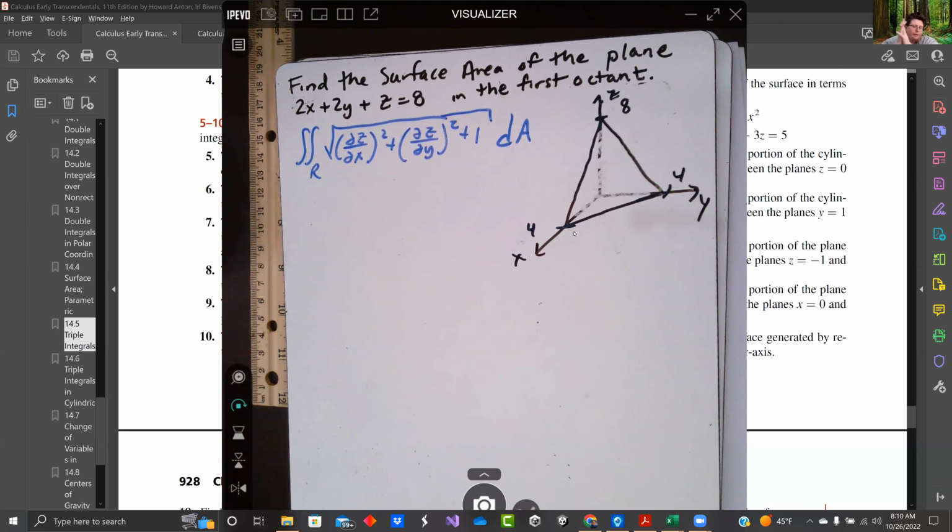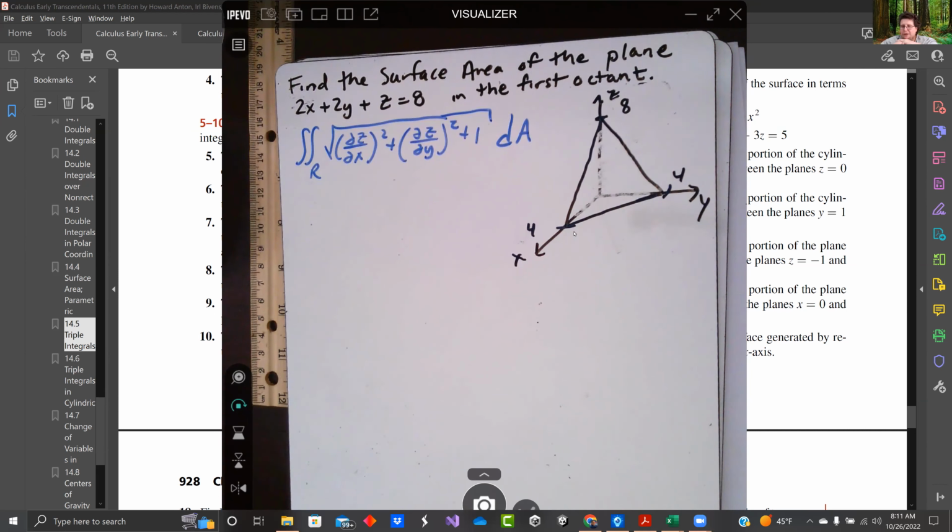We're starting 14.5, which is on surface area using double integrals. Hopefully you watched the videos. One of the equations for surface area is in blue on this screen. You can see the derivation in the videos. And we're going to work on our first problem, which is finding the surface area of the plane 2x plus 2y plus z equals 8 in the first octant.